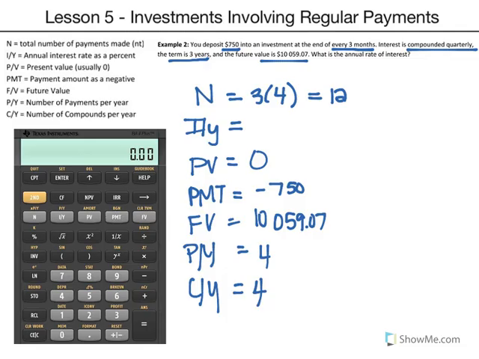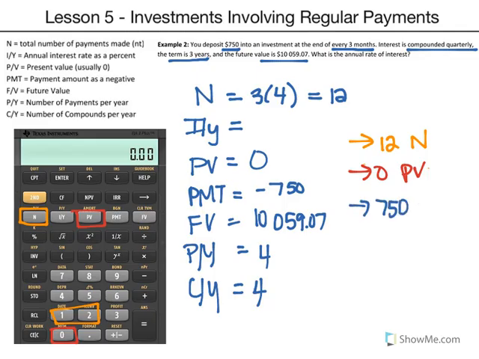So to type this into our calculator, first you're going to do 12 N. Then you'll type 0 PV. Then you're going to type in 750 negative payment.